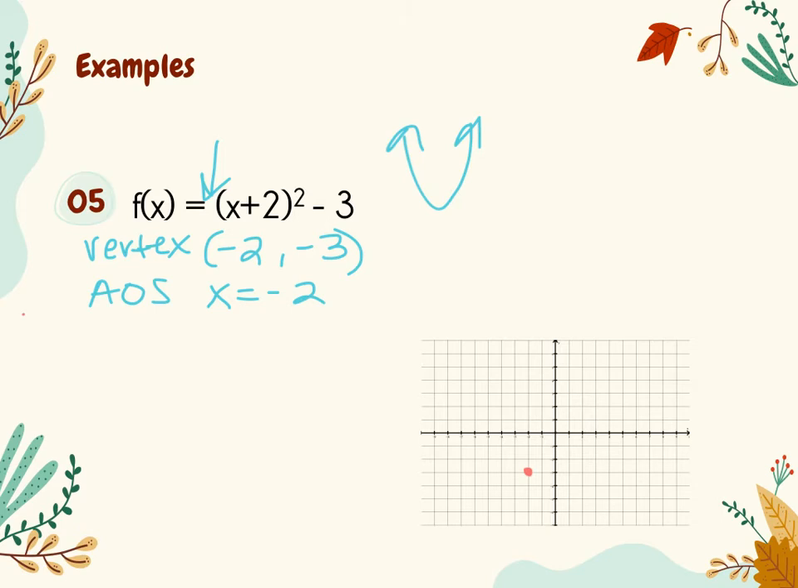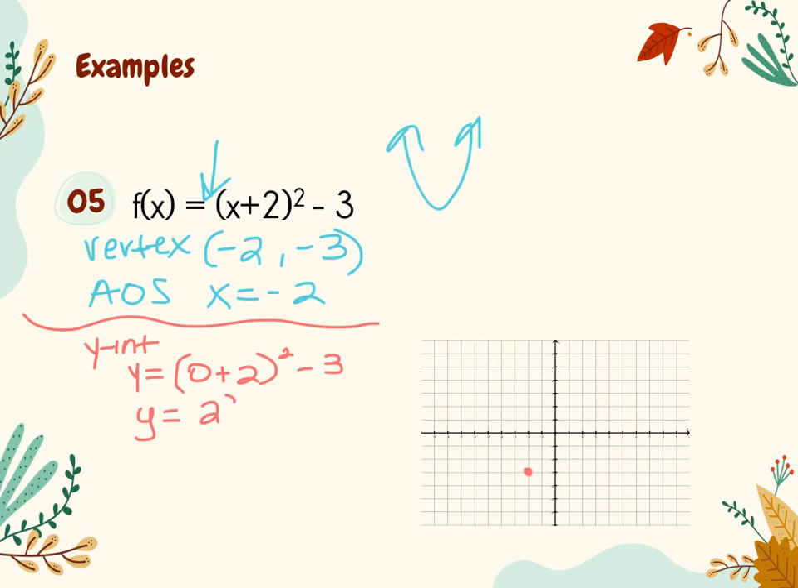Now let's see if we can find a y-intercept. So the y-intercept, we're going to plug 0 in for x. So y equals (0 plus 2) squared minus 3. Add the 3. Actually, don't add the 3. Just keep going. Y equals 2 squared minus 3. Y equals 4 minus 3. Y equals 1. So this time I have a y-intercept that is different from 0, 0.